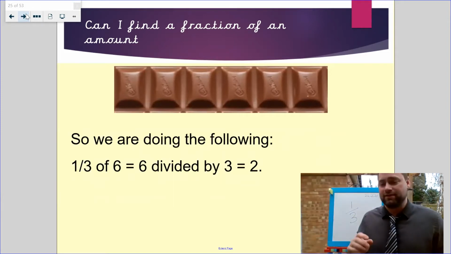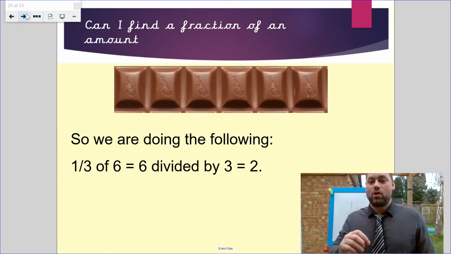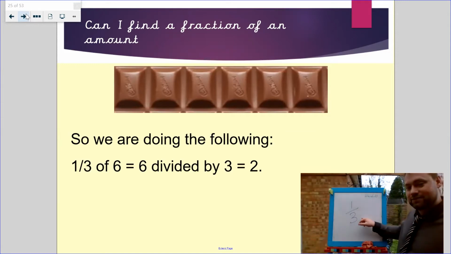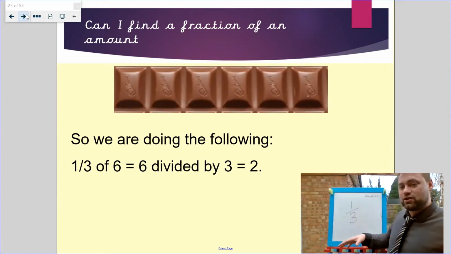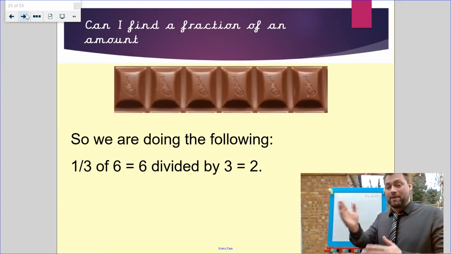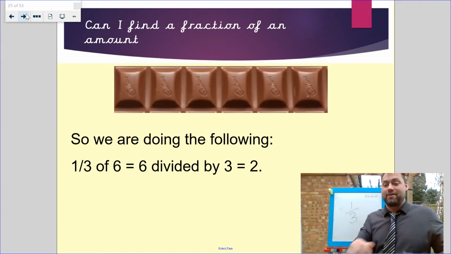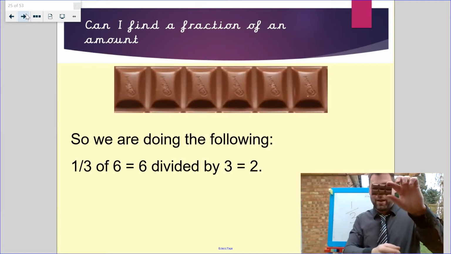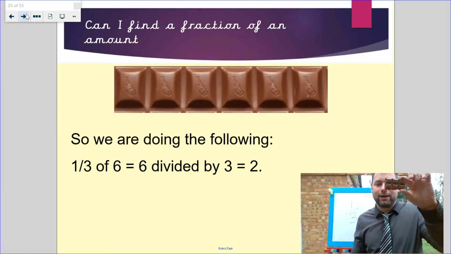So we do the following. To find a third of 6, we take the denominator, okay? This is what we're trying to find of our whole. So we need to split, and remember the denominator is how many parts we have in that whole. So in our whole here, we're now going to split it into 3 parts.